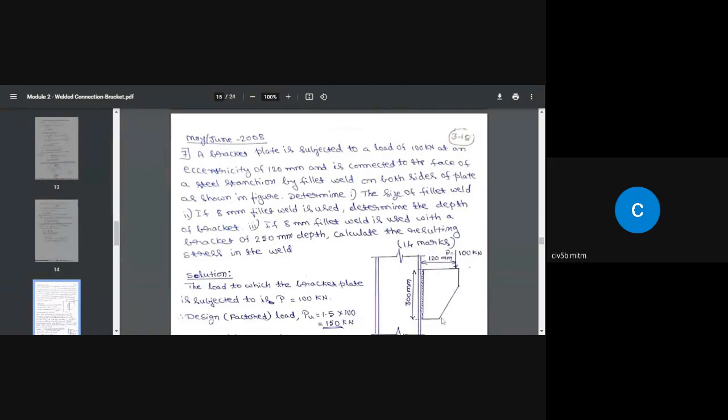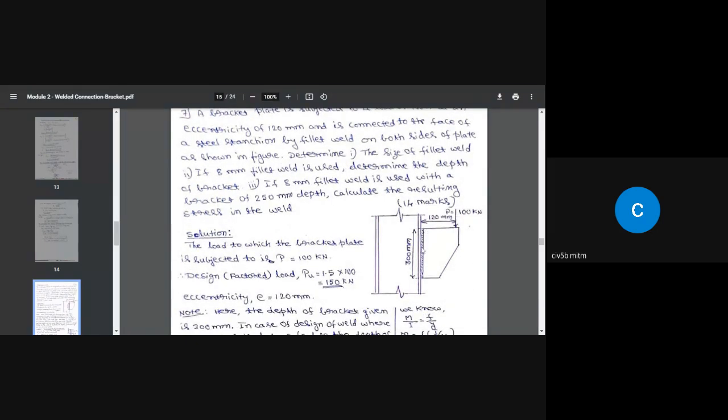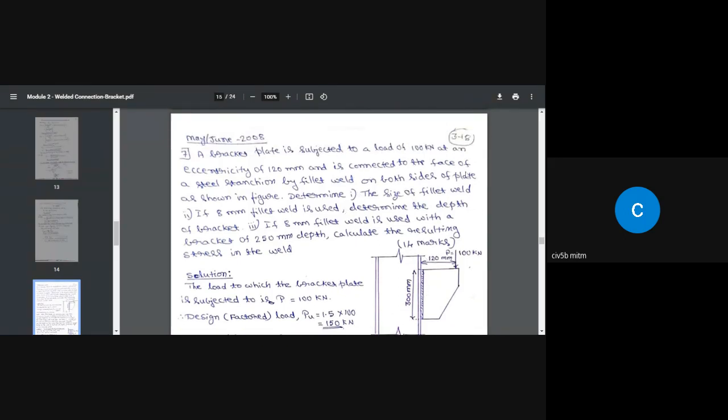This is connected to the face of a steel stanchion. A steel stanchion is nothing but a steel I section, and this is the flange to which the bracket plate is connected through the weld. The weld is provided on two sides, one on this side and the other on the other side. So, stanchion by fillet weld on both sides of the plate. Of course, we are providing weld on this side as well as on the other side of the bracket plate.